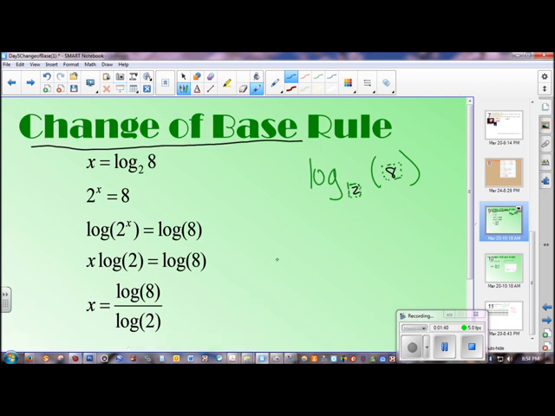Now let's talk about that for just a second. We are going to assume we have bases of 10 on both of these. These are both common logs. We don't see the base, so they're both base 10 logs. And now we know we could pick up the calculator and type in log of 8.